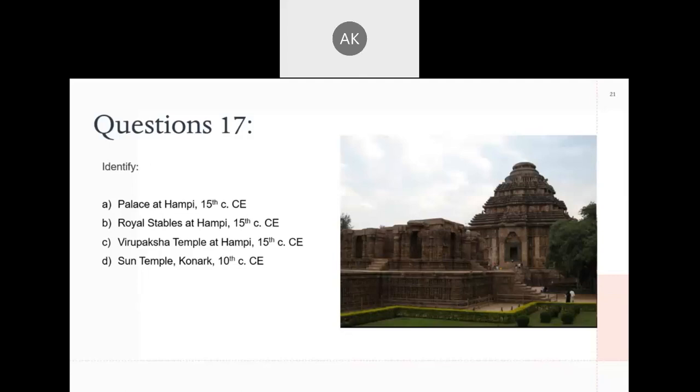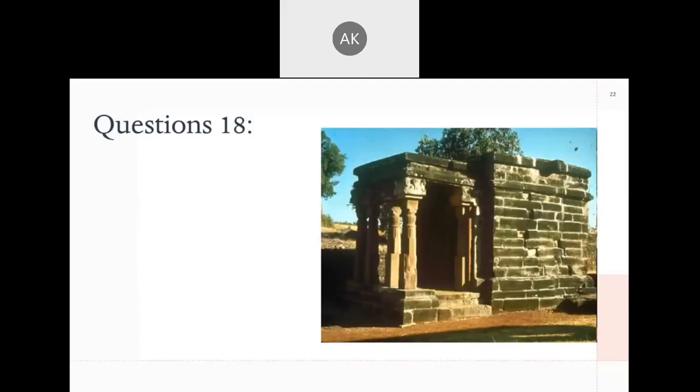Okay, so it is the Sun Temple at Konark in Odisha state. Again, the same question, we have discussed this temple structure. Identify this one, anyone? Without options, can anybody answer? And this is in Sanchi, correct?